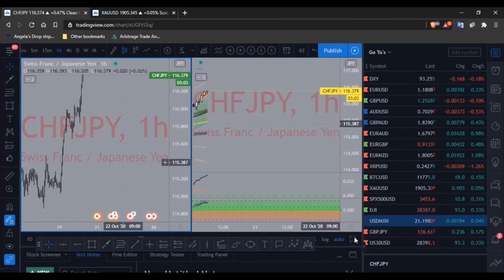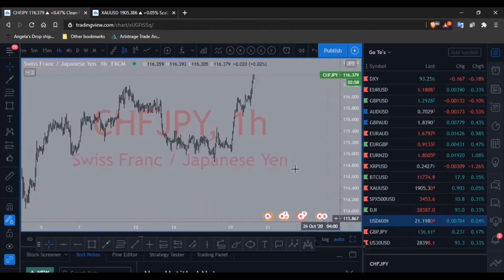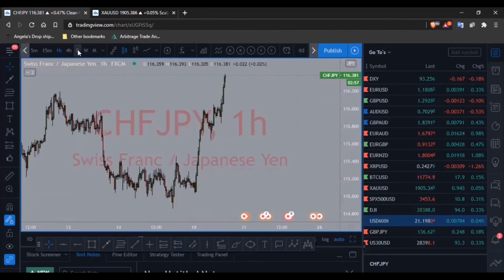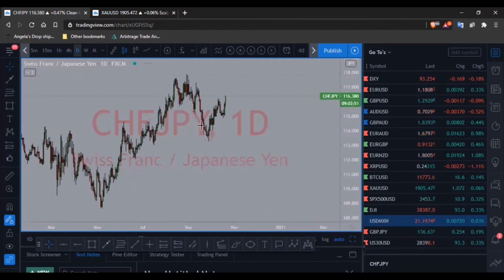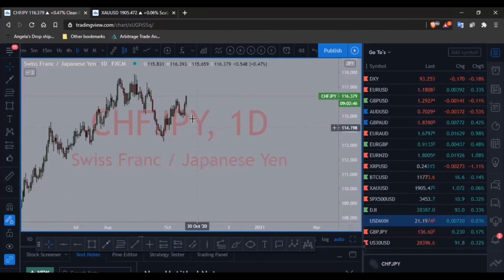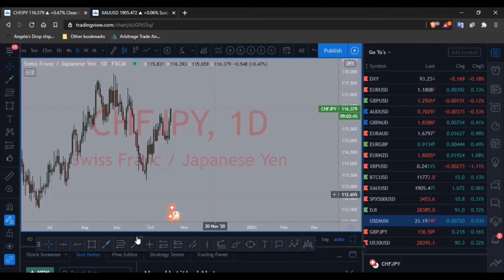Ooh, CHFJPY. So JPY pairs just went bullish as hell this morning. Like I said, I'm really glad I didn't wake up for London because I probably would have gotten into a lot of L's. I don't trade this pair, but I might be looking for a sell on this.